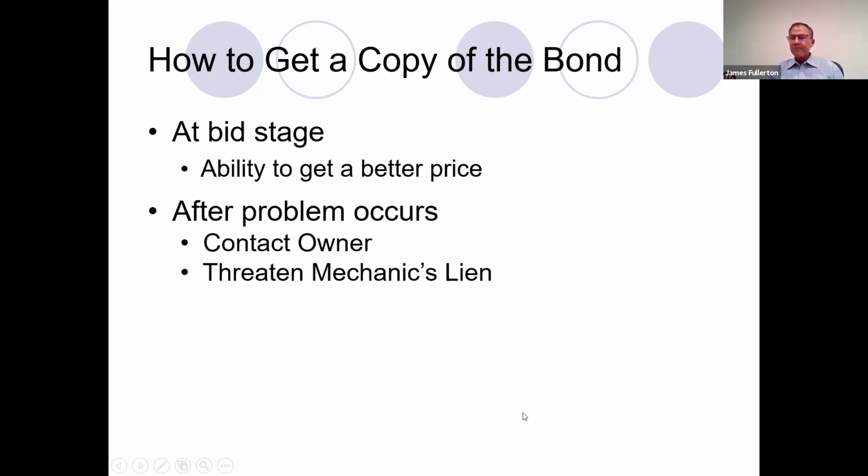Okay, after a problem occurs, the best way to get a copy of the bond is to contact the owner and threaten filing a mechanics lien or threaten a lawsuit under the project on the contract. And government owners are normally required to provide a copy of the bond to any claimant.